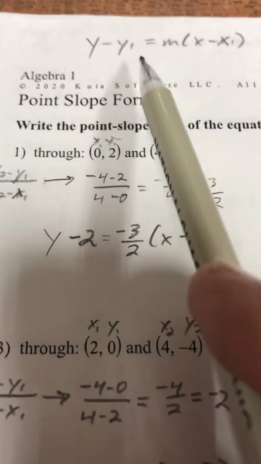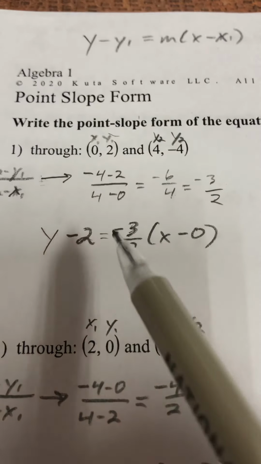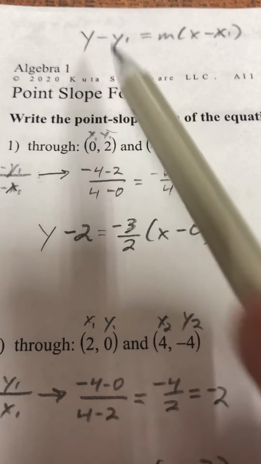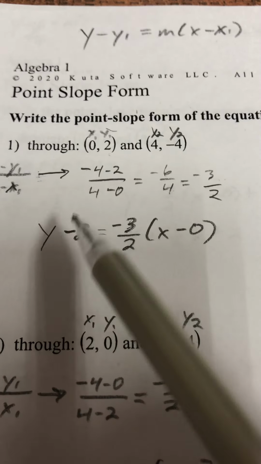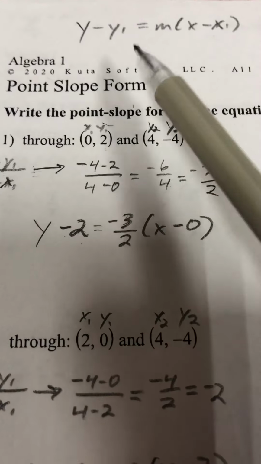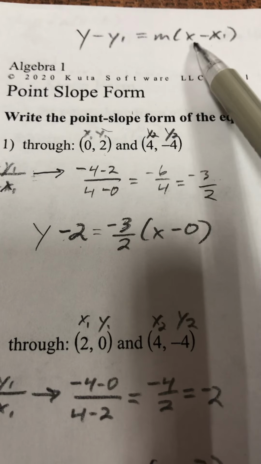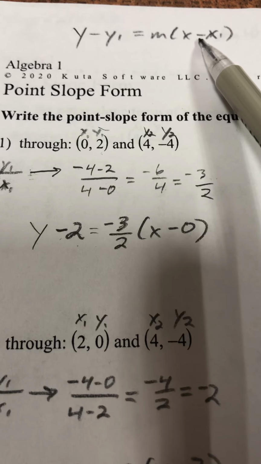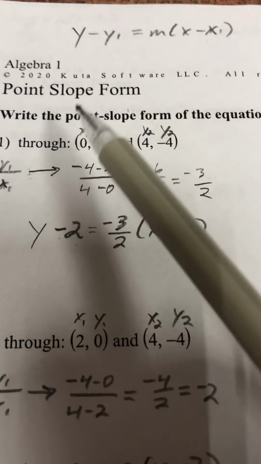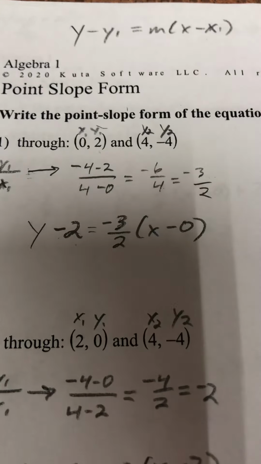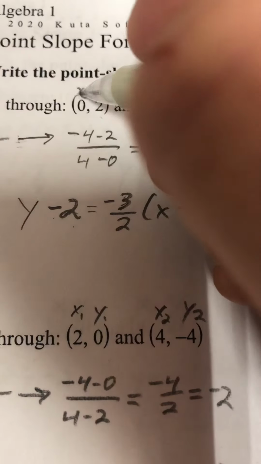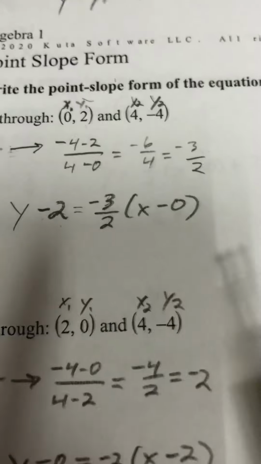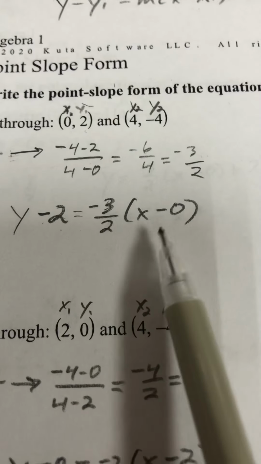And I'm using this formula up here. So my m, I put my negative 3 halves. I subtract my y1. My y1 is a 2, so I subtract that 2. And then in the formula, I just write an x in here and use these parentheses, and I have a minus my x1. So I minus my x1, which is 0. Make this look a little bit more like an x. I'm writing really small with the pencil. Doesn't look good. Okay, so there we go.